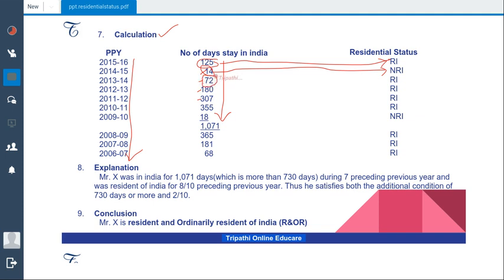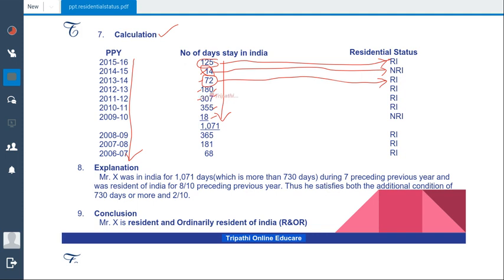In 2013-14, he was in India for 72 days. Now 72 days is less than 182 days but more than 60 days. But if you're going for 60 days, you will have to fulfill 365 days or more in the 4 preceding previous years. So now here we will have to check the 4 preceding previous years, and we can see that the total of the 4 preceding previous years is more than 365. Thus, he will become resident of India in 2013-14.